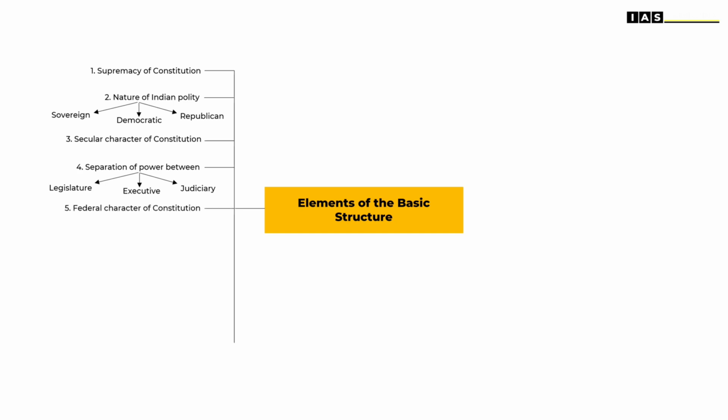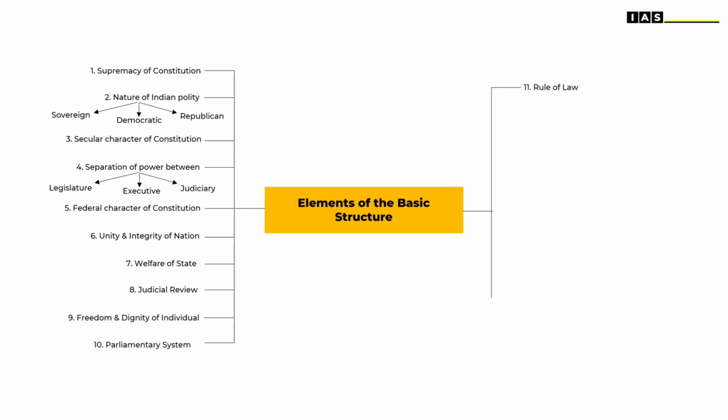Fifth, federal character of the Constitution. Sixth, unity and integrity of nation. Seventh, welfare of state. Eighth, judicial review. Ninth, freedom and dignity of individual. 10th, parliamentary system. 11th, rule of law. 12th, harmony and balance between fundamental rights and directive principle of state policies.